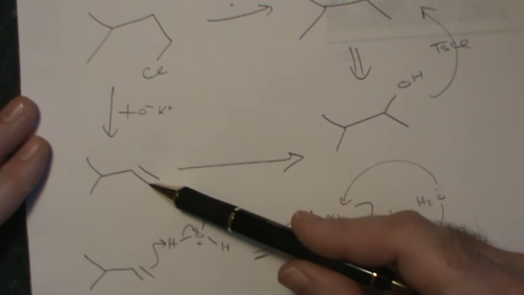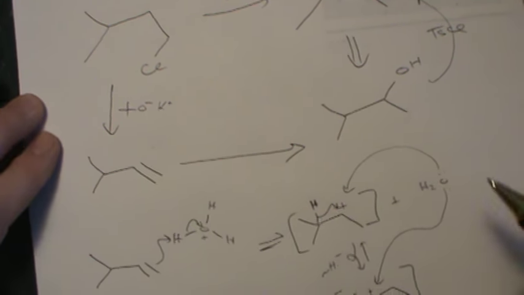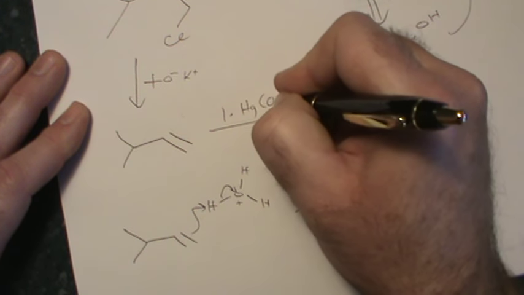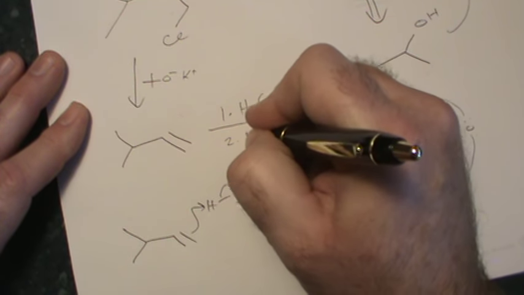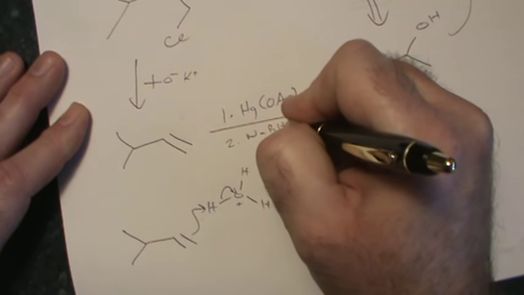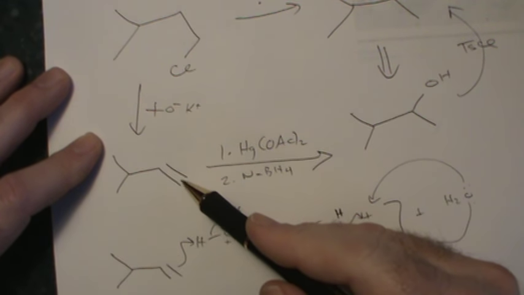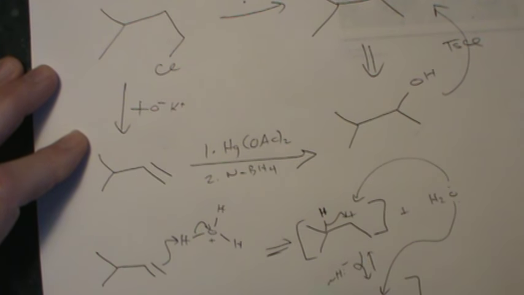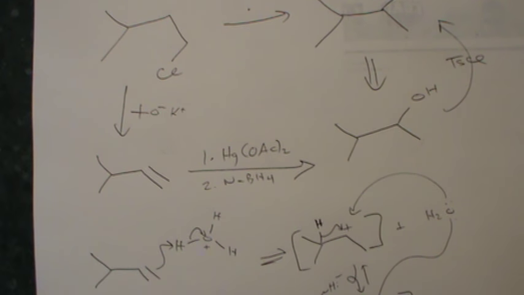So I need to hydrate this in a Markovnikov fashion without a carbocation rearrangement, and that is exactly what our oxymercuration reduction sequence does for us. It hydrates the alkene in a Markovnikov fashion without the possibility for a rearrangement. So that is going to be my final answer.